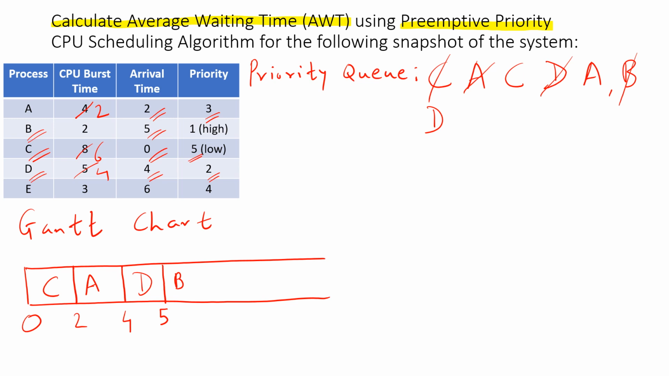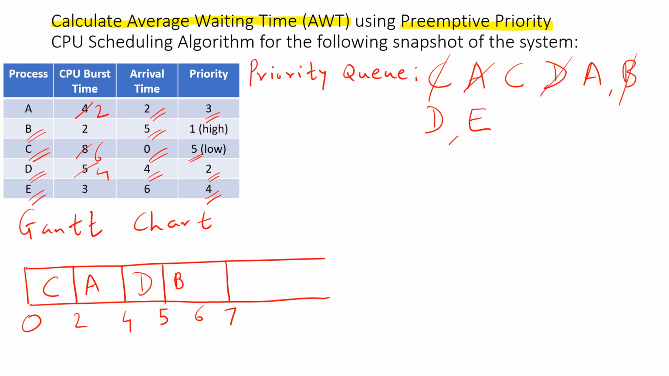Now B starts running. At time 6 what happens? E arrives, but the priority of E happens to be lower than the priority of the currently running process. So B will continue to run, but E will be entered into the queue, right? At time unit 7 B finishes because B wanted CPU only for 2 units of time, which it has utilized. Okay, so B is done, and now there are no more arrivals happening.